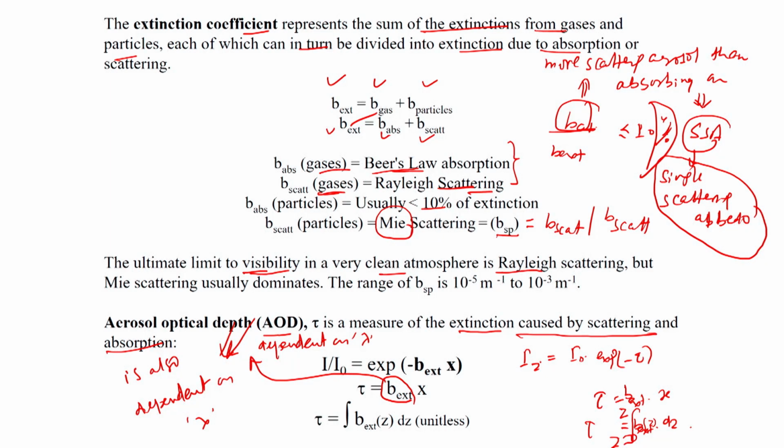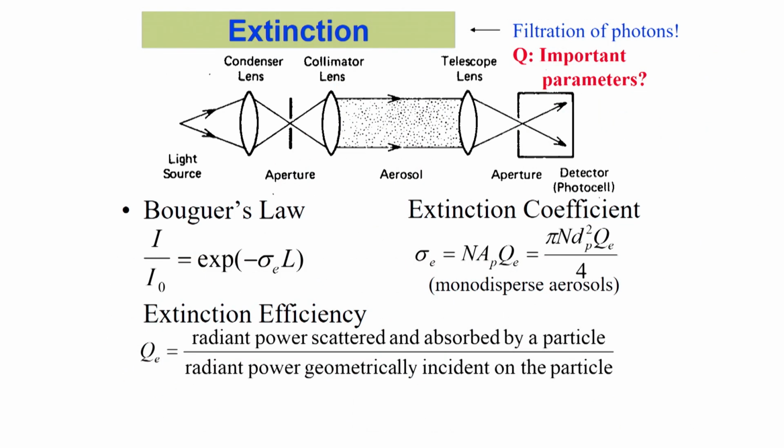The range of the scattering coefficient is 10 to the power minus 5, which can be written as 10 into 10 to the power minus 6 per meter, that is, 10 inverse megameter. And when you have 10 to the power minus 3, the scattering coefficient ranges from 10 to 1000 times 10 to the power minus 6 per meter.